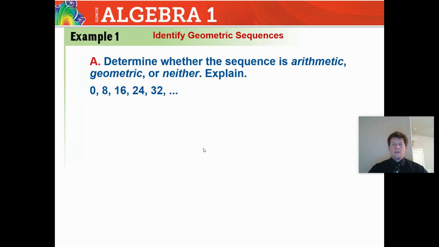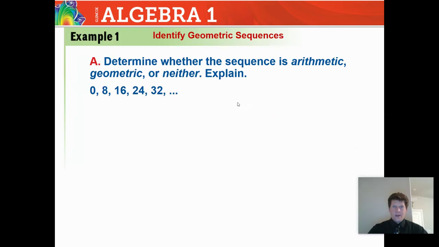With that in mind, let's get into our examples. Here's the first one. It says, determine whether the sequence is arithmetic, geometric, or neither. So if it's not arithmetic, if it's not geometric, we don't really care what it is. For the sake of this lesson, we're just going to call it neither. So looking at this list of numbers, this sequence, we have 0, then 8, then 16, then 24, then 32.